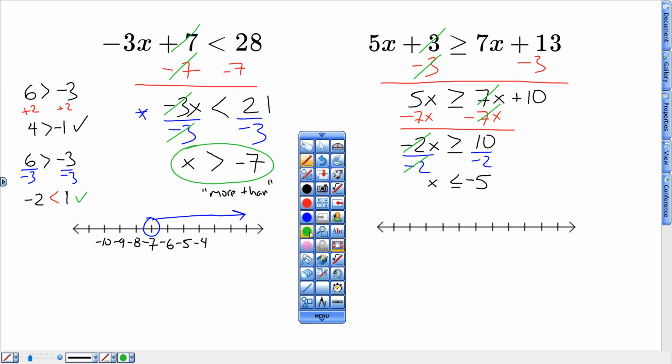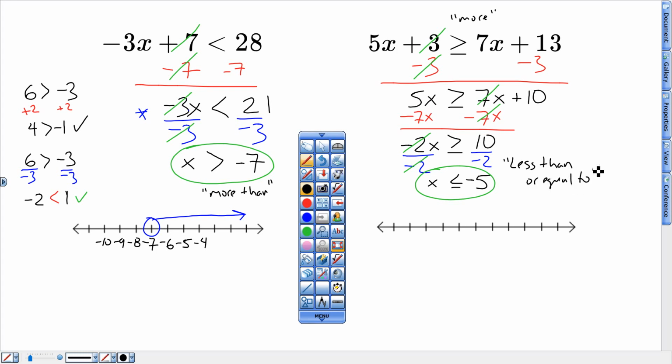So again, tricky ones. I'm sorry, I messed that up. What started out in the more than direction switched to the less than or equal to direction in the final part of my answer.